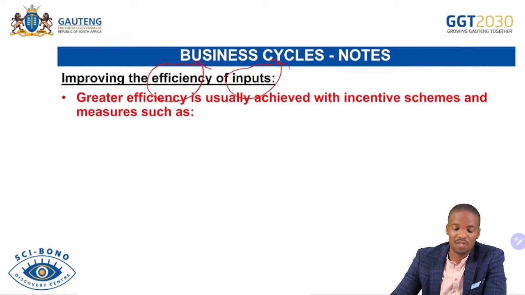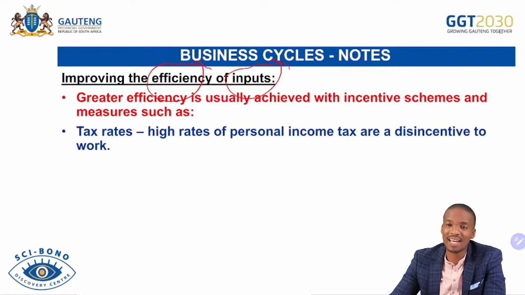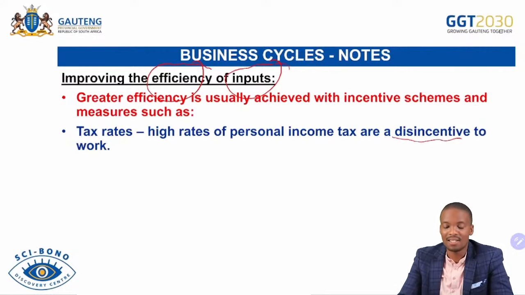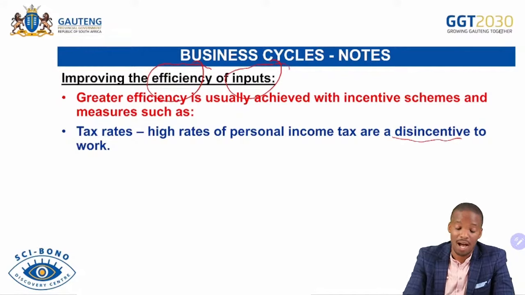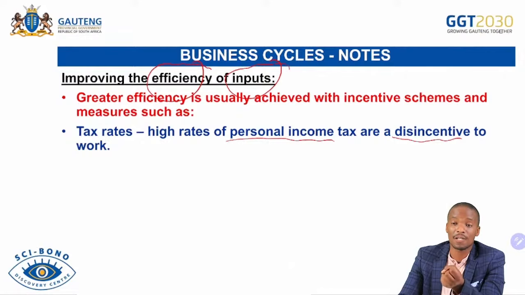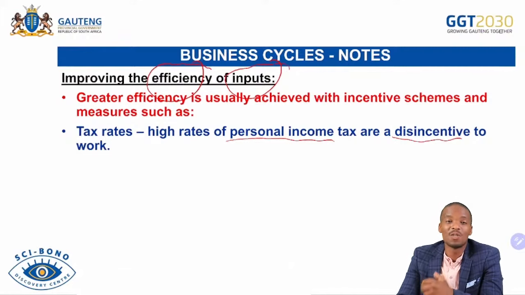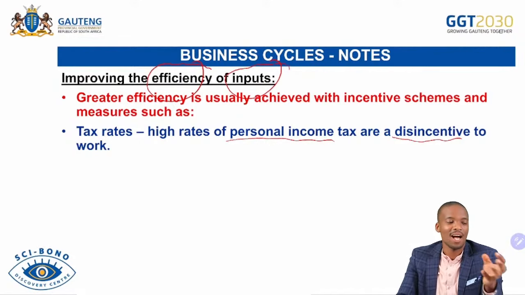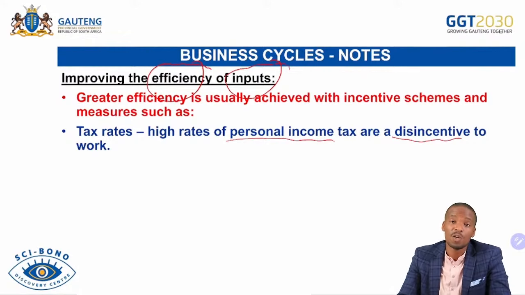Greater efficiency is usually achieved with incentive schemes and measures such as, number one, tax rates. Higher tax rates of personal income tax act as a disincentive to work. So you'll find that we've got skilled labor or skilled human resources. But because the personal income tax is very high, someone will be saying, why do I still need to continue working? Because I don't see the true value of my salary. If today I buy a loaf of bread, I pay for transport costs, I pay for electricity, all the money is gone. So there's no need for me to continue working.